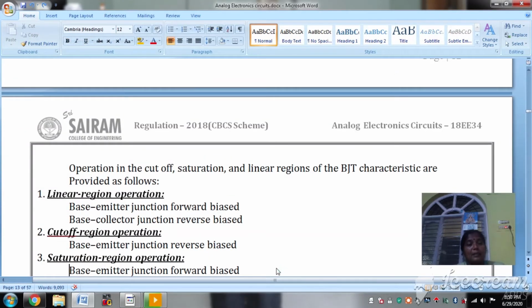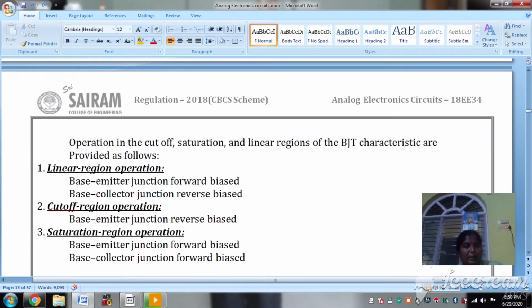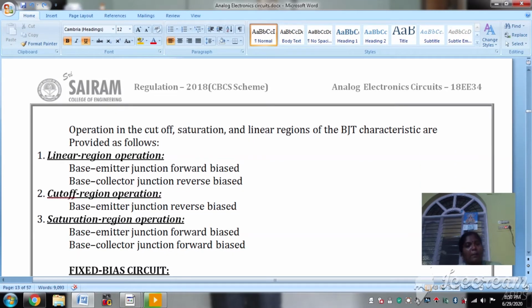The transistor operates in three regions: cutoff region, saturation region, and linear region. Linear region means the active region, where your transistor acts as a perfect amplifier. That is, the base emitter junction should be forward biased and the base collector junction should be reverse biased. Cutoff region means both the base emitter junction and the base collector junction are reverse biased.